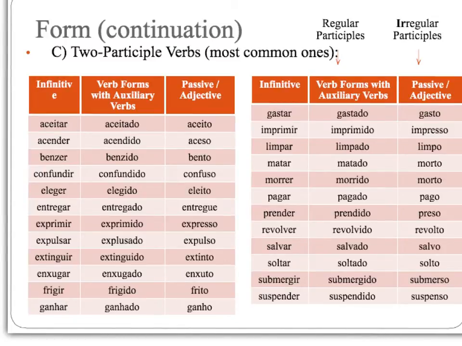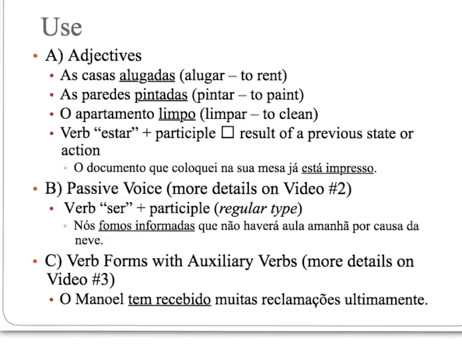Ganhar means to win, gastar to spend, imprimir to print, limpar to clean, matar to kill, morrer to die, pagar to pay, prender to arrest, revolver to revolve, to turn around, salvar to save, soltar to let something go, submergir to submerge, suspender to suspend something. Okay. Alright, so let me explain a little bit more now.